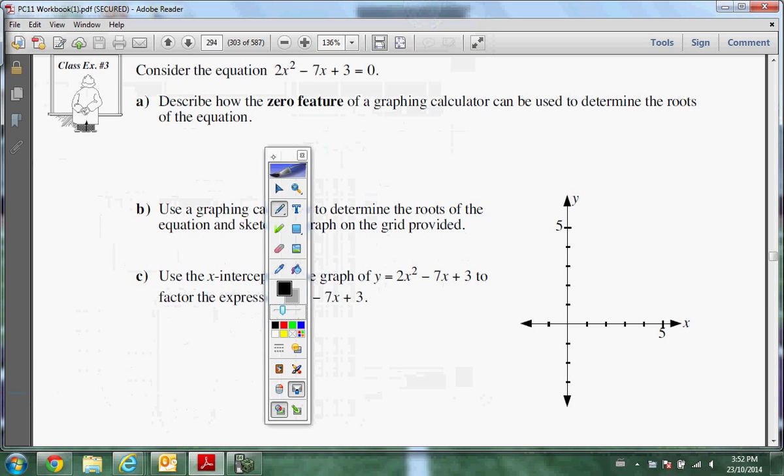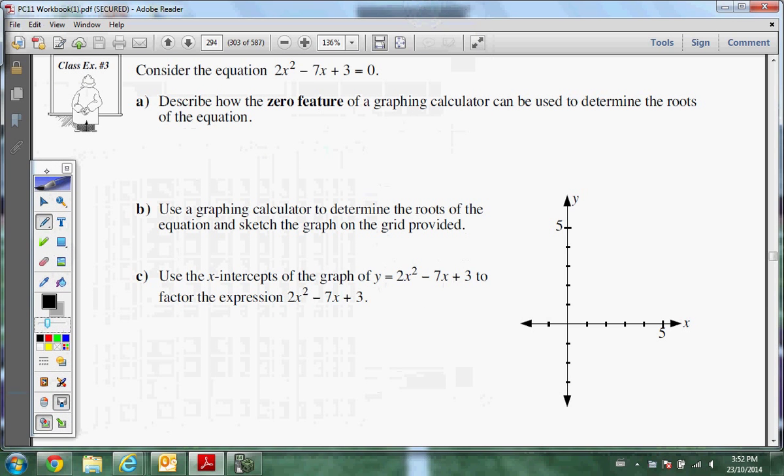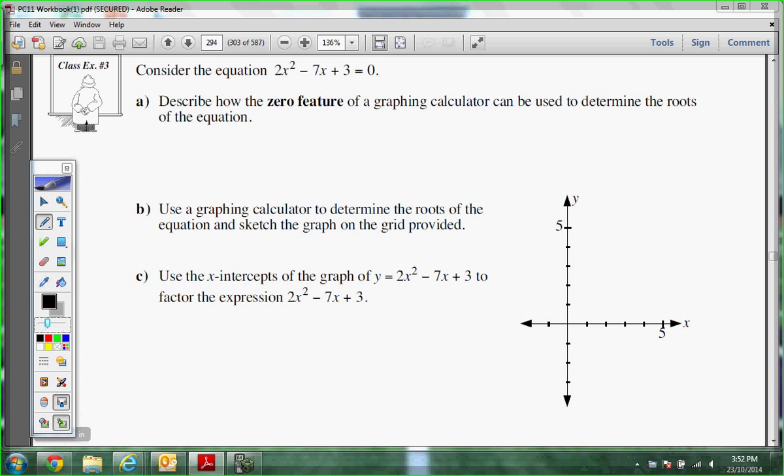So we did that. We saw that our graph was, we got 0.5, and we got 1, 2, 3. Our y-intercept is at 3, so our graph looks something like that. Okay, we did that. Use x-intercepts.